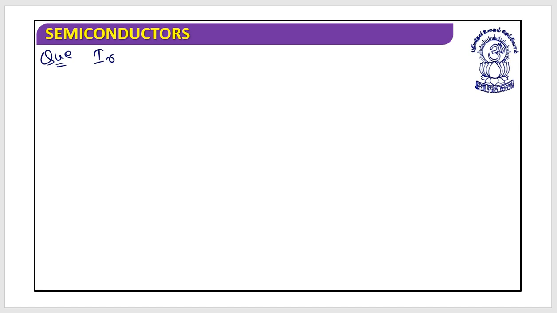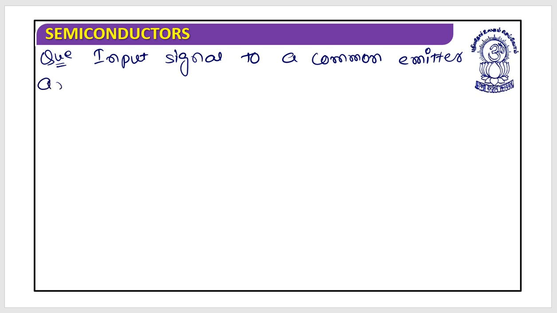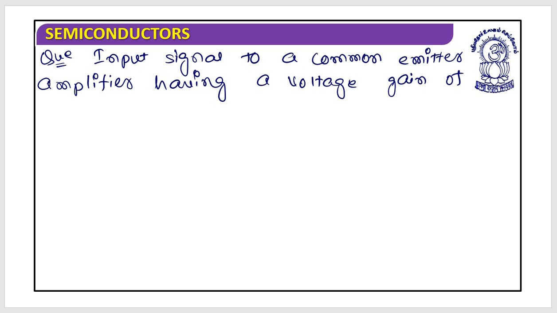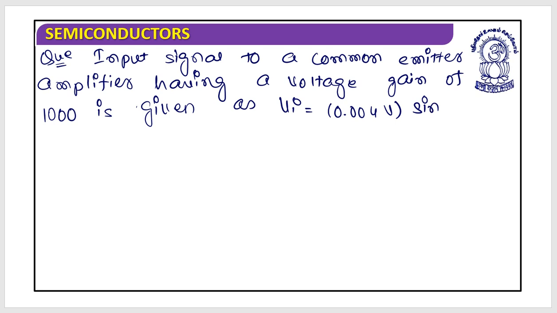The question says that the input signal to a common emitter amplifier, having a voltage gain of 1000, is given as V input equals 0.004 volt sine omega t plus pi by 2.